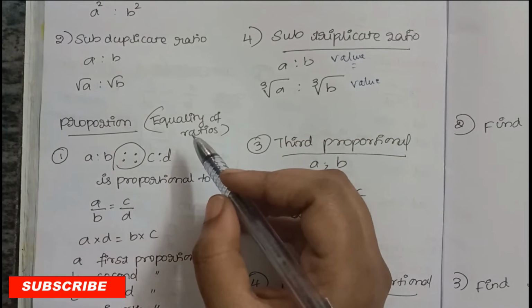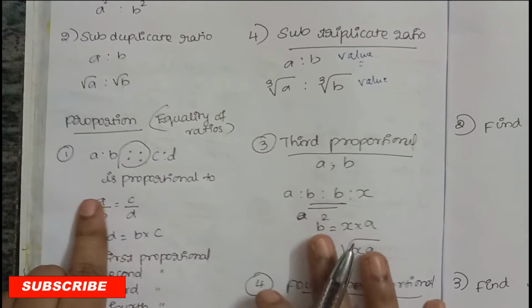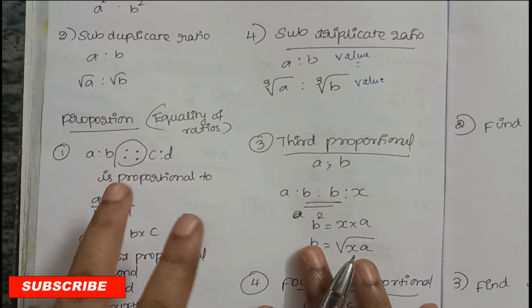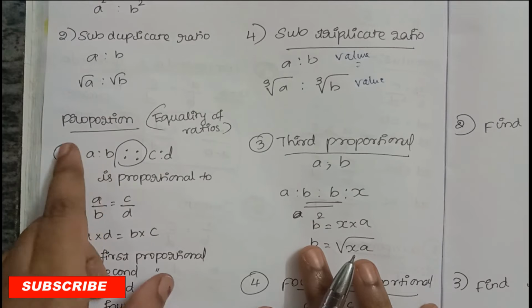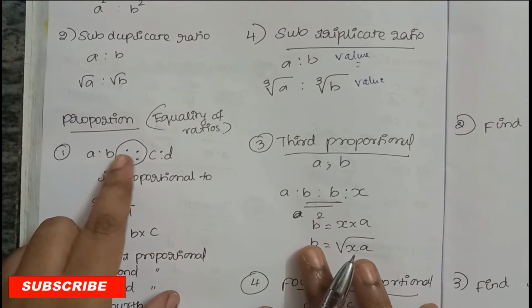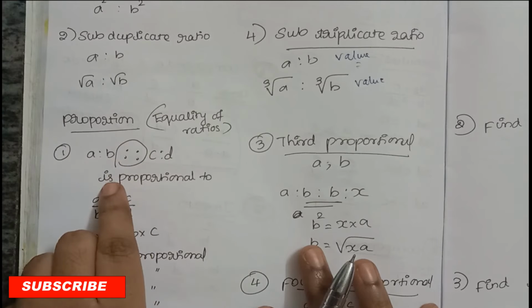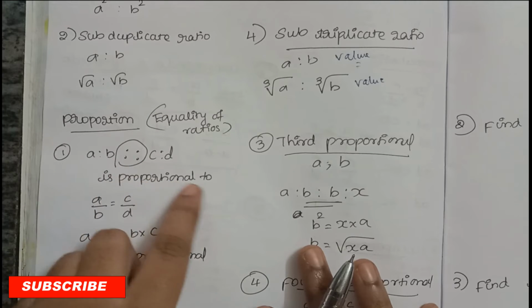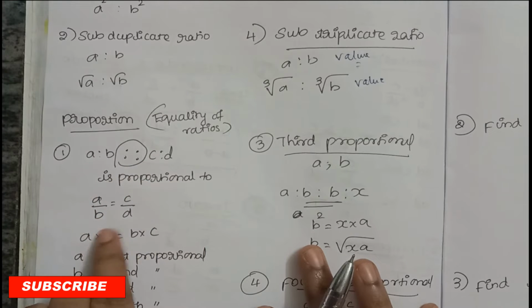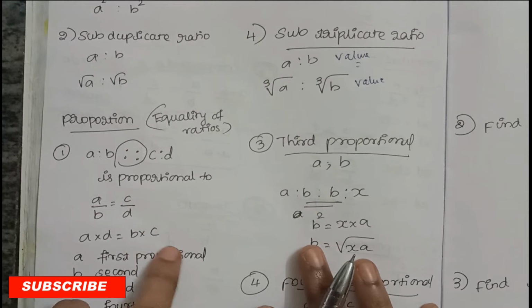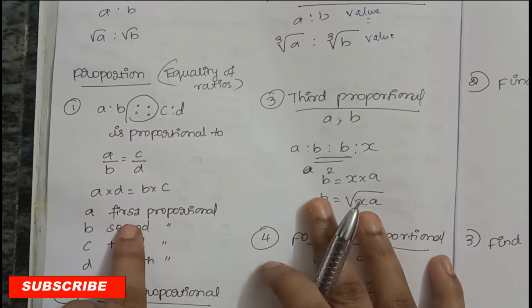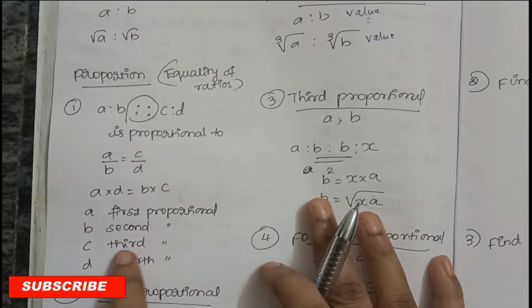Proportion, equality of ratios. If we want to equalize two ratios, then proportion is used. A is to B double colon C is to D, which is read as is proportional to. So A by B is equal to C by D. AD is equal to BC. Here A is said to be the first proportional, B is second proportional, C is third proportional and D is fourth proportional.